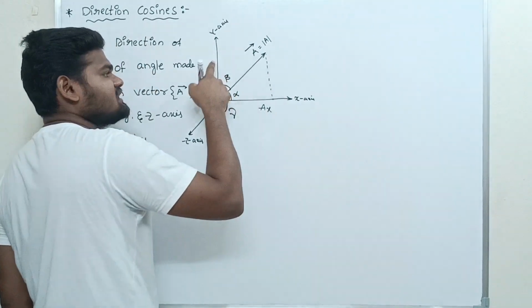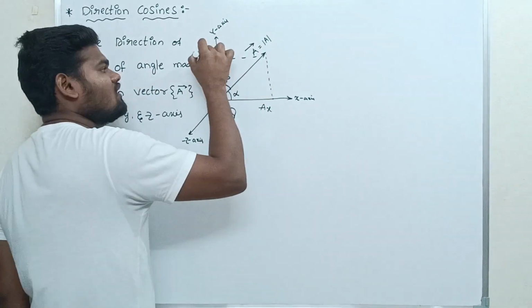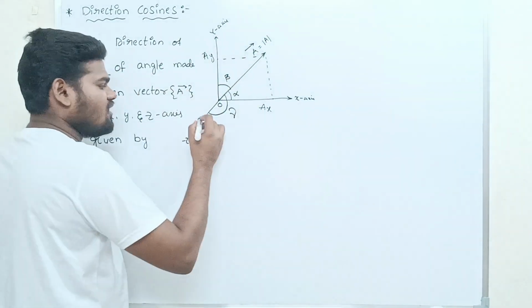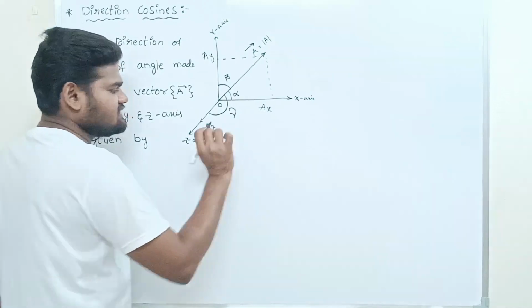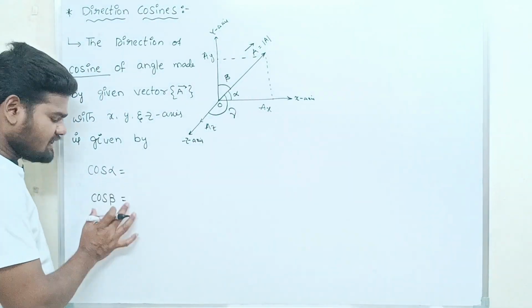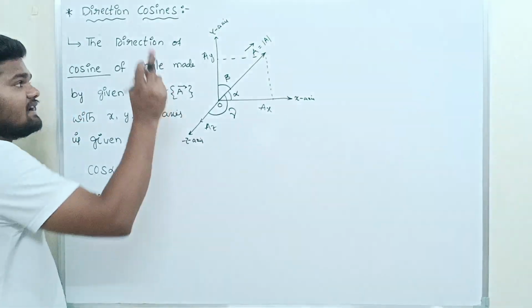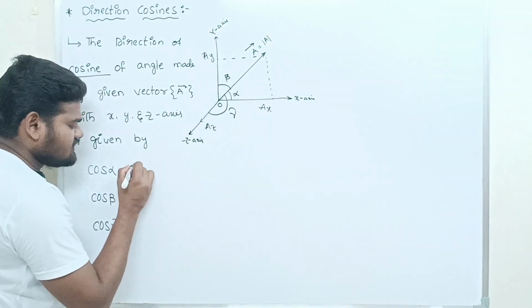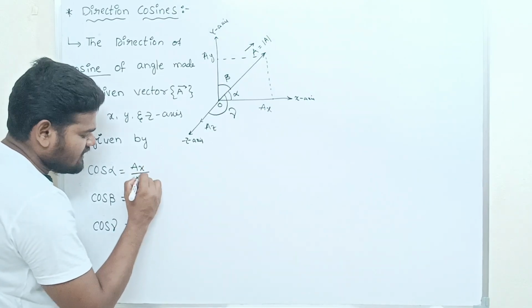Ax. The projection of this a bar vector on the y-axis is what? Ay. The projection of this a bar vector on the z-axis is what? Az. Are you getting? Right? And now writing the formulas for cos alpha, cos beta, cos gamma, the direction cosines. So cos alpha is equal to Ax by magnitude of a.